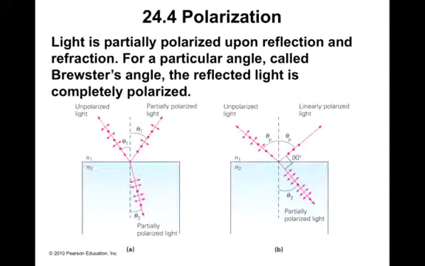Now, here's a cool thing. Light is partially polarized upon reflection and refraction. For a particular angle called Brewster's angle, the reflected light is completely polarized. So here's partially polarized light that might hit our eyes off water. But if you get it at the right angle, we've got this linear polarized light coming towards us.